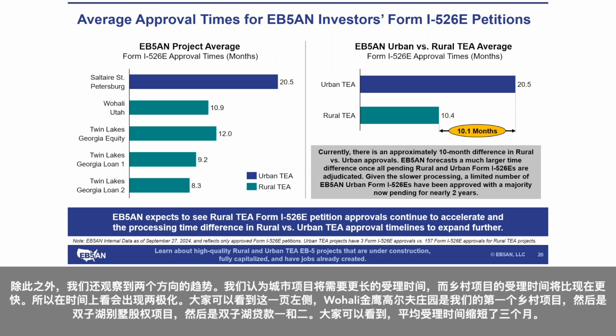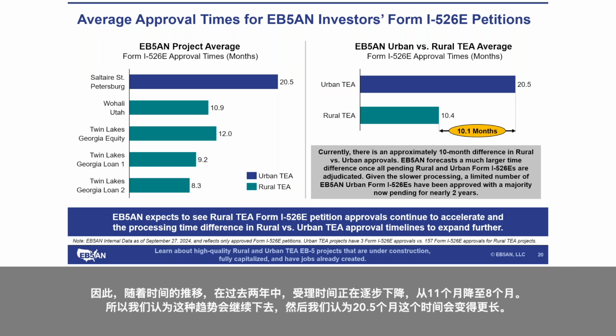And also to add on that, it is happening in both directions, right? So urban projects we think are going to take longer, and rural projects we think are going to take even less than they are today, right? So it's splitting in both directions. If you look on the left-hand side here, Wahali was our first rural project, then Twin Lakes Equity, then Loan 1 and 2. You can see that the average processing is shorter by 3 months.